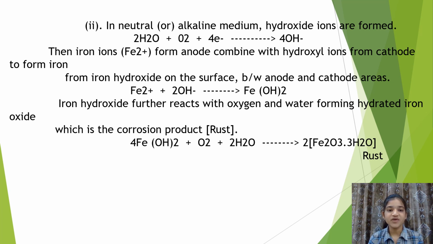Then iron ions Fe2+ formed at the anode combine with hydroxyl ions from the cathode to form iron hydroxide on the surface between anode and cathode areas. Fe2+ plus 2OH- gives Fe(OH)2. Iron hydroxide further reacts with oxygen and water, forming hydrated iron oxide, which is the corrosion product known as rust. 4 molecules of Fe(OH)2 plus O2 plus 2 molecules of water gives 2 molecules of Fe2O3 into 3 molecules of water, and this is called rust.